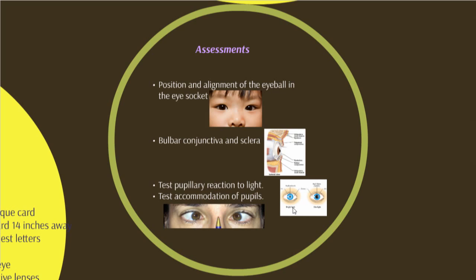Accommodation. With this, we're going to hold our pen about 12 inches from the client's face, and then have them focus on the pen and tell them to follow the pen. And then we're going to move it closer. The normal response is going to be constriction of the pupils and then convergence of the eyes. So you see convergence here in the picture.